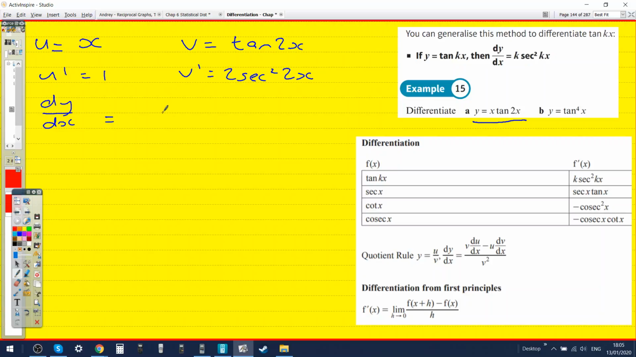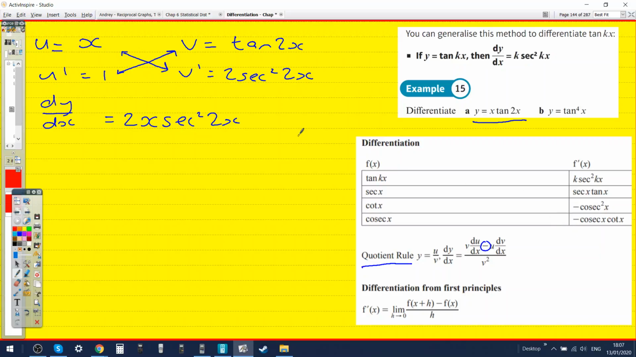Let's rewrite this. Okay, so dy over dx equals, so we could do x tan 2x. Is it always v dash u first? Okay. You did u times v. It's either one or the other. Yeah. So x 2 sec squared 2x. I just wrote it as 2x instead of x2. And then is it minus u dash v? Well, down here it says the quotient rule is minus. So then it's minus.